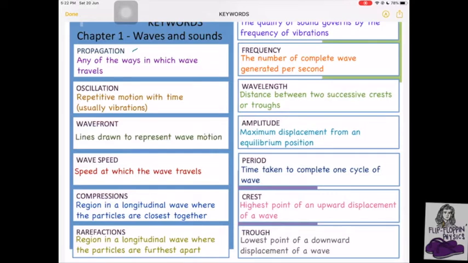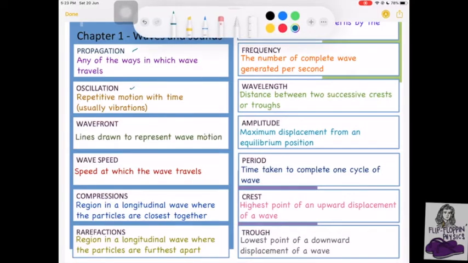So whichever direction that the wave travels. And then the second word is oscillation. And oscillation is, in other words, vibrations, or basically repetitive movement or motions with time. And then wavefront, this is very important because you'll be looking at waves in the form of a wavefront that will be something like this.